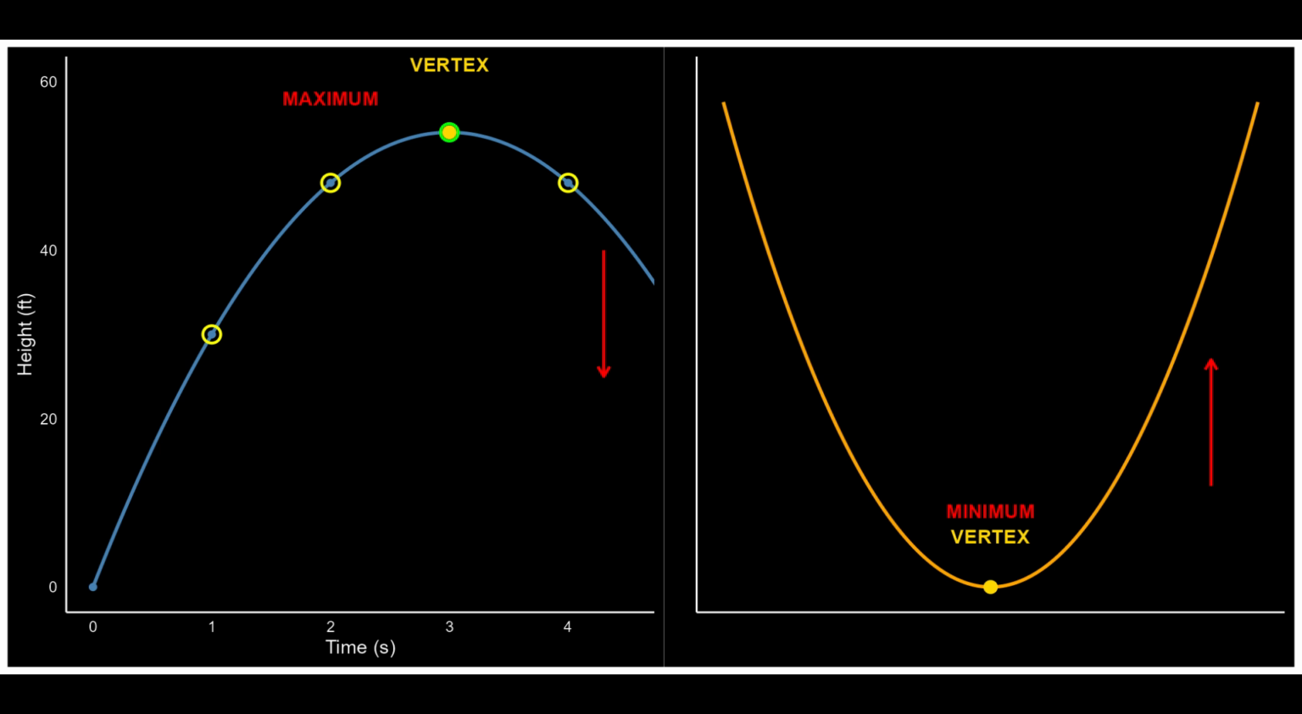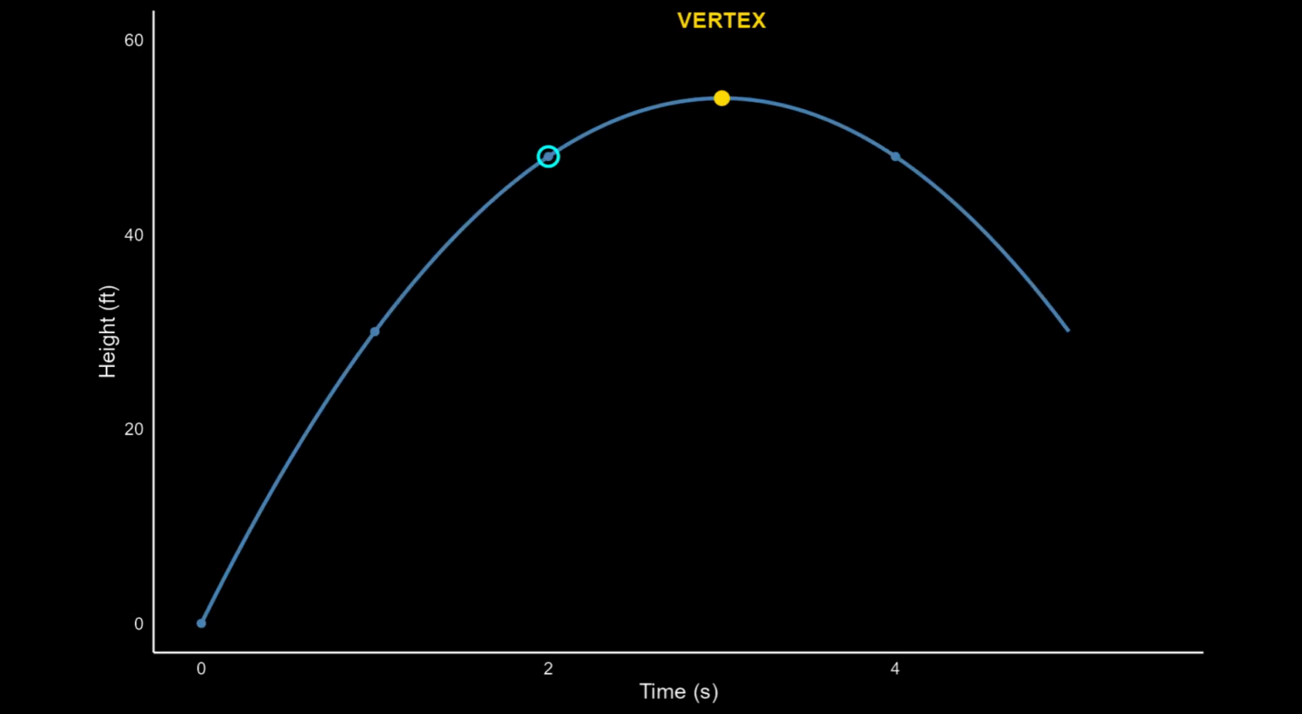Now, there is one invisible feature that both of these parabolas share. Let's look at the golf ball data one more time. Notice anything about the numbers around the vertex? 1 second before the peak, the ball was at 48 feet. 1 second after the peak, it was exactly 48 feet again.